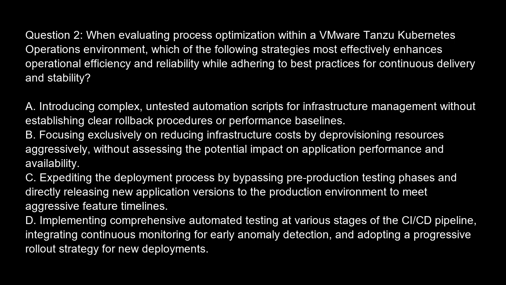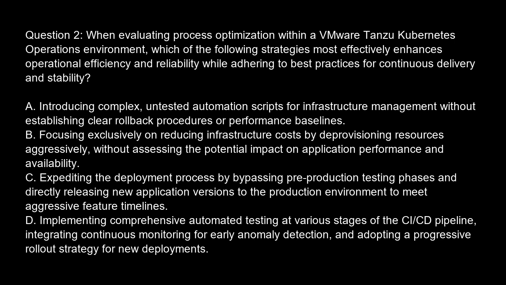Option B. Focusing exclusively on reducing infrastructure costs by deprovisioning resources aggressively without assessing the potential impact on application performance and availability. Option C. Expediting the deployment process by bypassing pre-production testing phases and directly releasing new application versions to the production environment to meet aggressive feature timelines.